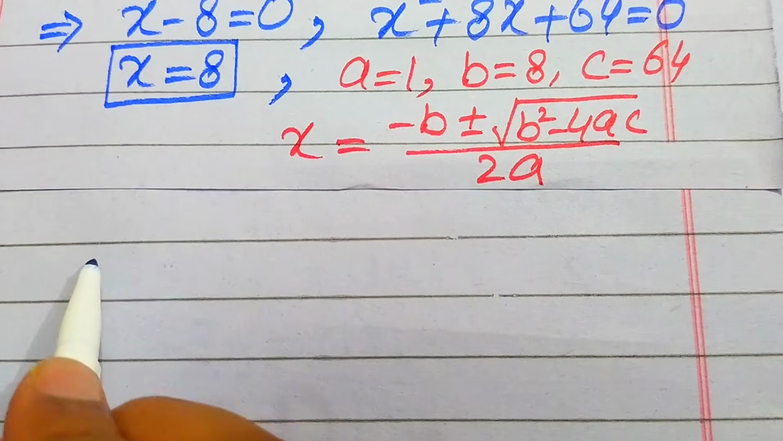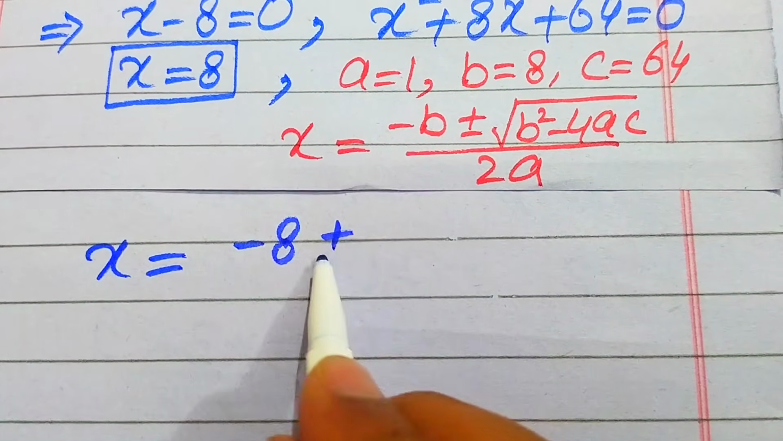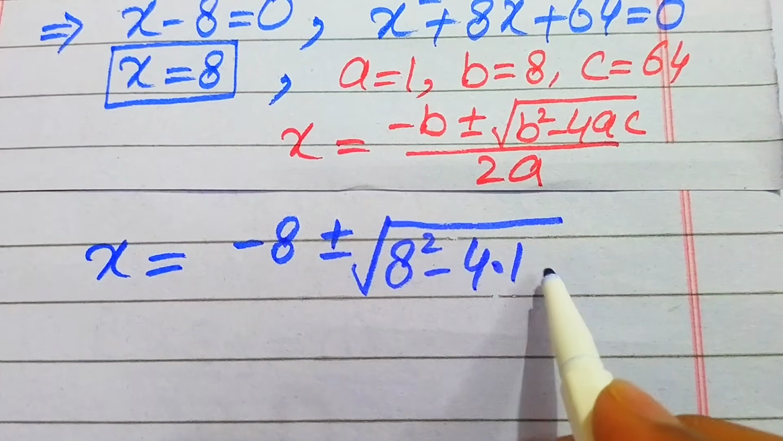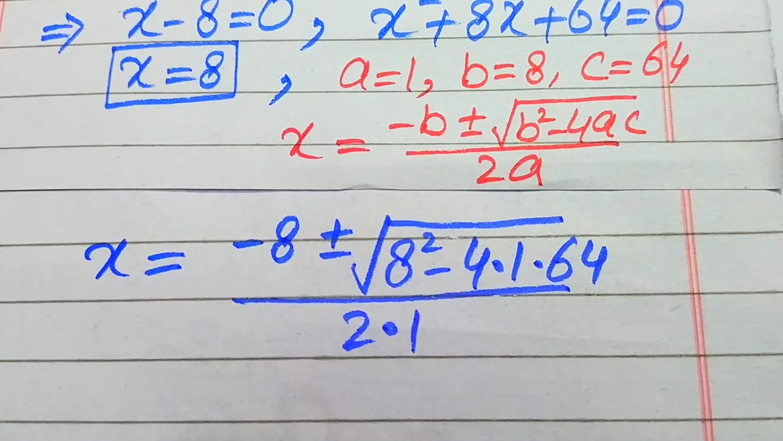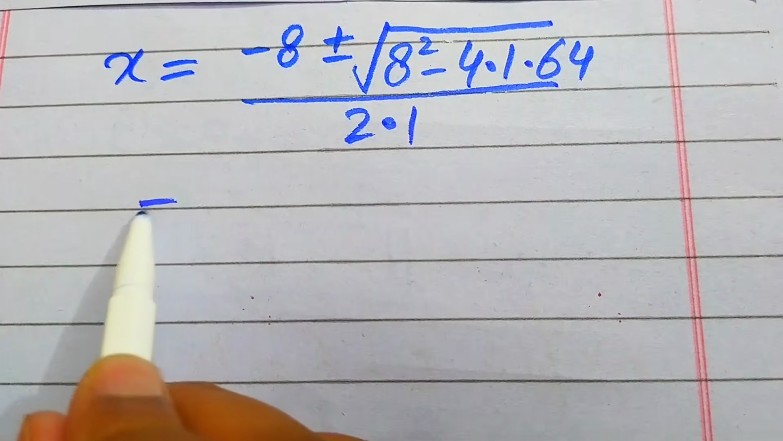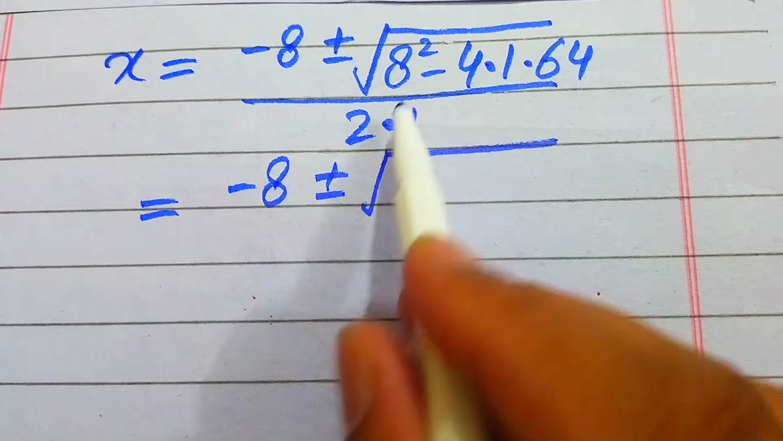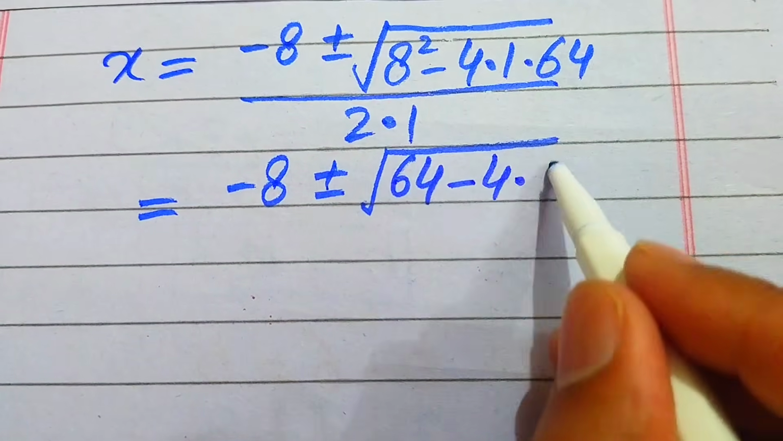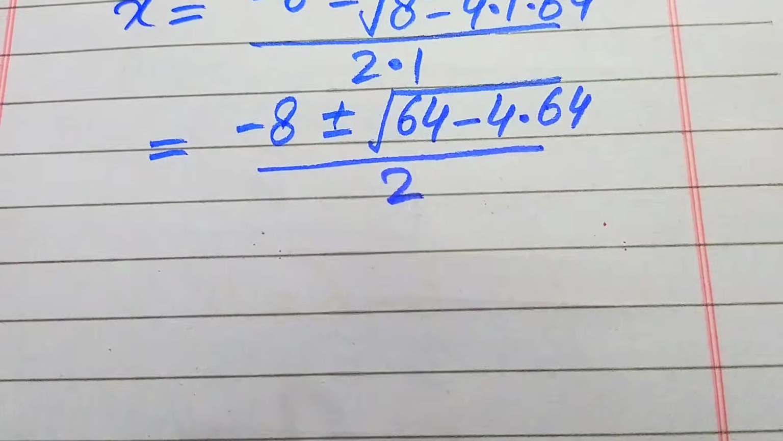In the next step we need more simplifications, and we have x equals minus b, the value of b is 8, so minus 8 plus minus the square root of b squared, so 8 squared, minus 4 times a, which is 1, and c, which is 64, divided by 2 times a, and here our a equals 1. Further, it will be written as minus 8 plus minus the square root of 8 squared becomes 64, minus 4 times 64, divided by 2 times 1 equals 2.